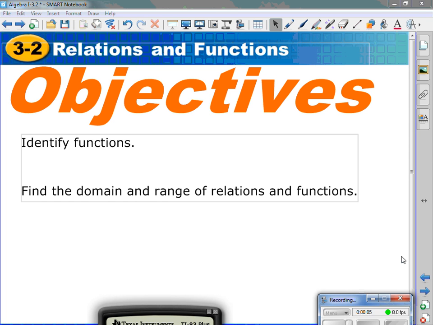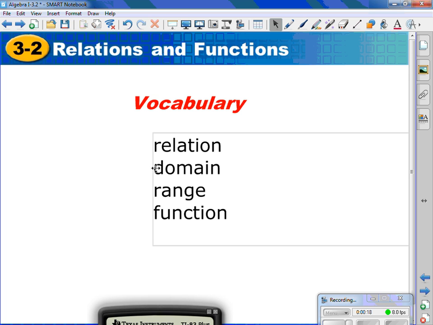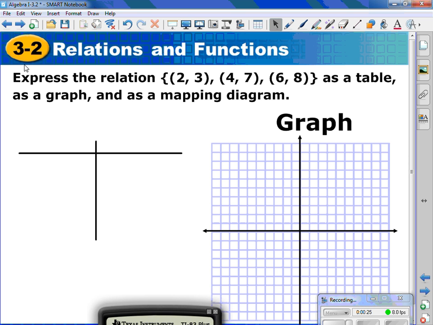We're starting 3.2, relations and functions. The two main objectives we're going to talk about are identifying functions, and finding the domain and range of relations and functions. What we're going to talk about are relations, domains, range, and functions today. We're going to express the relation to points (2, 3), (4, 7), (6, 8) as a table, graph, and as a mapping diagram.